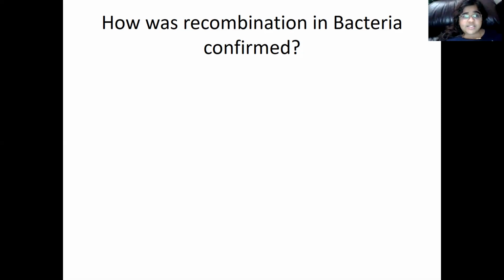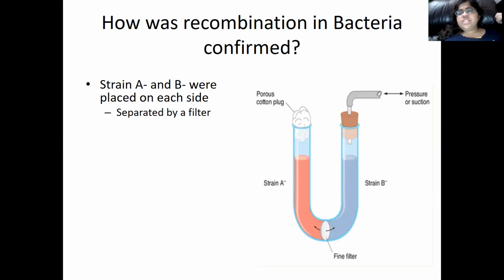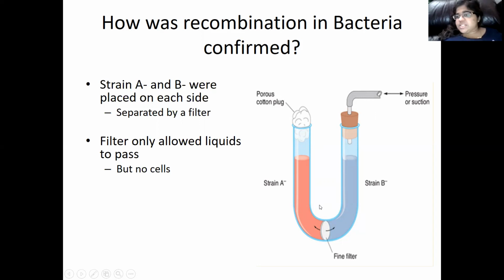So scientists were like, let's try this method. So they put A strain in this side of the horseshoe, plugged it up here, and then we put B strain here, separated them with a filter, kept a suction going, and the only thing that could pass through these filters was anything liquid. No cells, no organelles, nothing.